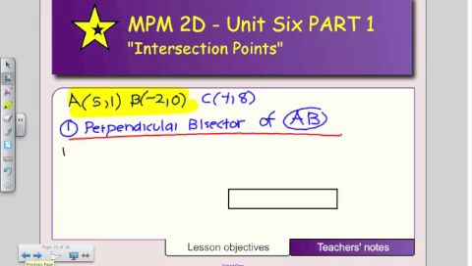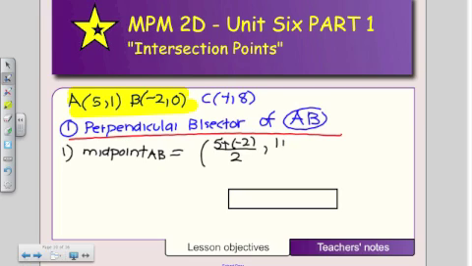First step, step number 1, is to find the midpoint of AB, which is equal to 5 plus -2 divided by 2, and 1 plus 0 divided by 2. That's going to give me the midpoint 3/2, 1/2. So I'm using fractions for a reason. I want you to practice using fractions.